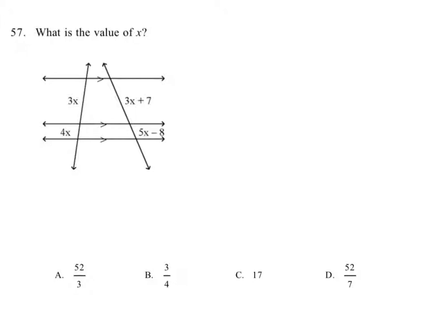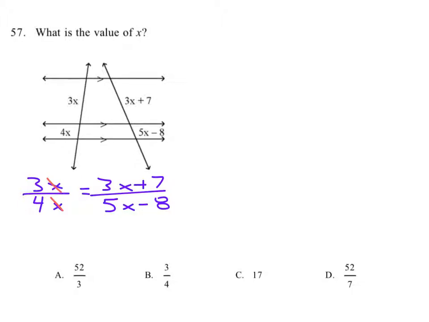Okay, this is the corollary to the side splitter theorem. We've got this particular ratio going on: 3x over 4x equals 3x plus 7 over 5x minus 8. And something that you can do with these, which is nice and convenient for you, is to simplify this out.